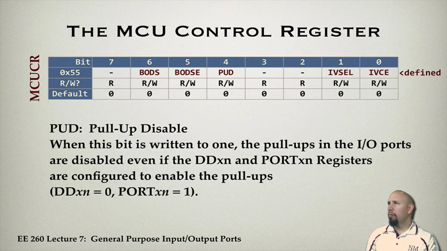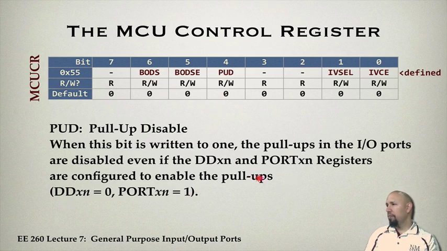Now, the last thing I want to talk about in this lecture today is the MCU control register, MCUCR, the microcontroller unit control register. We have these different bits associated with it. The one we've been looking at to this point is the PUD, the pull-up disable. When this bit is written to 1, the pull-ups in the I/O ports are disabled, even if you've set them otherwise.